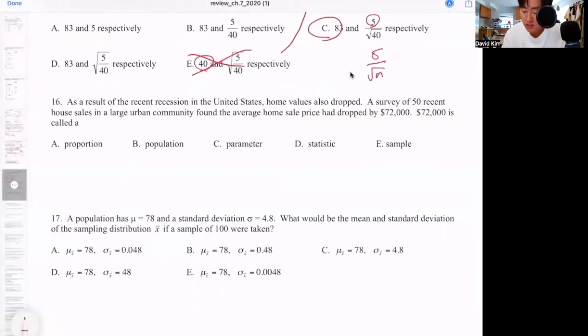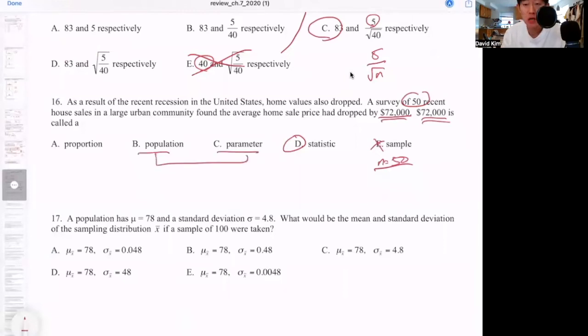Number 16, as a result of the recent recession, I believe I've done this question with you guys during the class. This is an example of a statistic. 72,000 is a measure of this sample of size 50. So the sample size n is equal to 50. But 72,000 is the measurement of those 50 house sales in a large urban community. So that is a statistic.